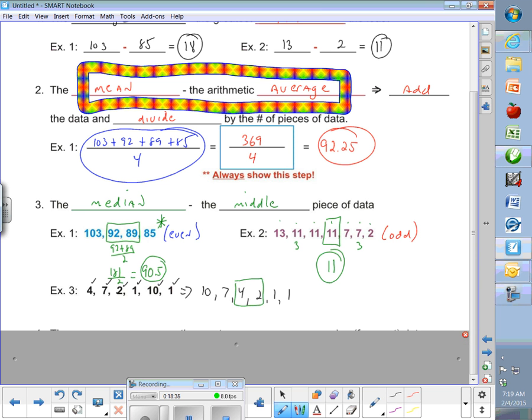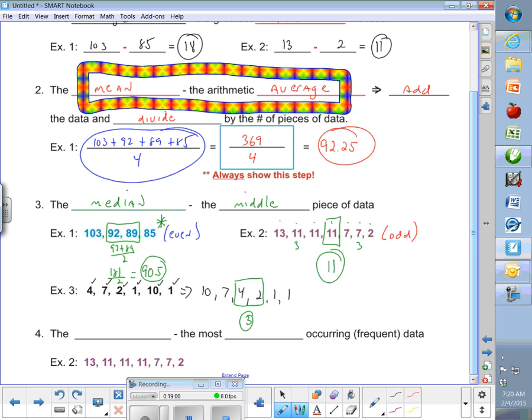All right, so even amount of data. We have to average the two middle ones. Look, on something like this, most people could say the average is 3, right? What's the average of two numbers, a 4 and a 2? It's going to be a 3. If you can't do it in your head, add the two up. 4 plus 2 is 6. 6 divided by 2 is 3. And so the median is 3.